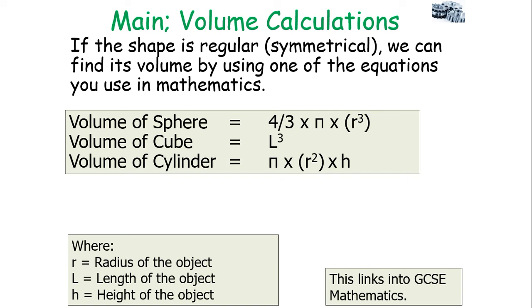Now, if a shape is regular or symmetrical, we can find its volume using an equation found in mathematics. So if it is a sphere, you can work out the volume of a sphere with the equation 4 over 3 pi r cubed, where r is the radius of the object. For a volume of a cube, it's L cubed, which is the length of the object. And finally, the volume of a cylinder is pi r squared times by h, where r is the radius of the object and h is the height.